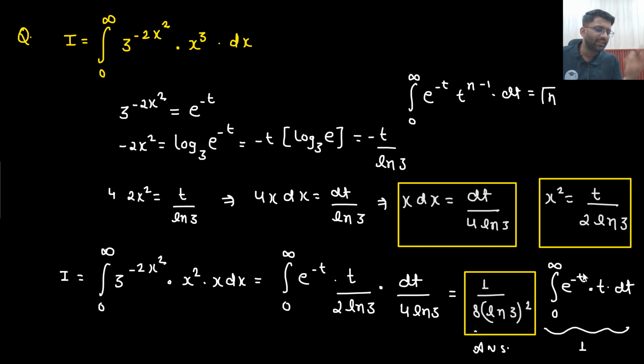Because this integration will give you 1. This you can directly remember as well. For e to the power minus t into t, the graph goes like this, and the area under the curve is 1. So you can directly remember this, or you can simply compare with e to the power minus t, t to the power n minus 1. So n minus 1 will be equal to 1, that means n will come out to be 2. Gamma 2 is nothing but 1 only. So using this formula you can solve, otherwise you can directly remember as well. Understandable? So this will be the answer. Let's go to the next one.